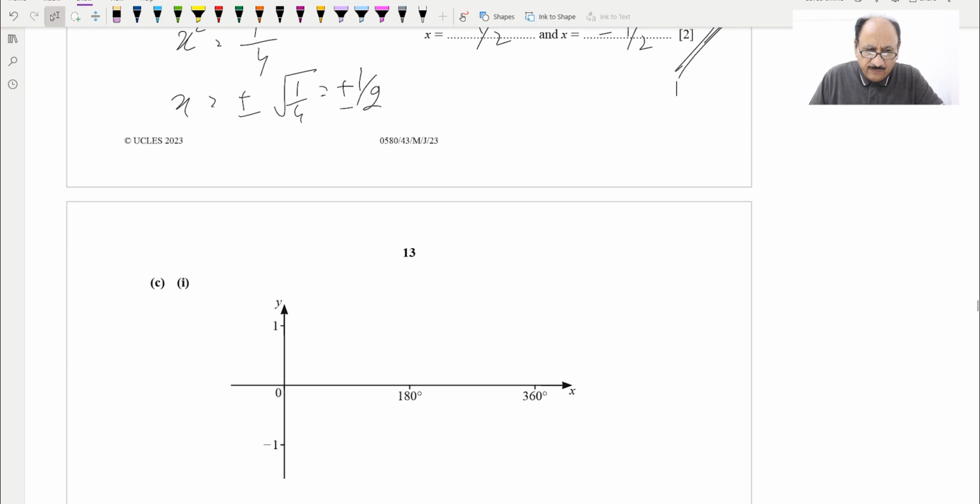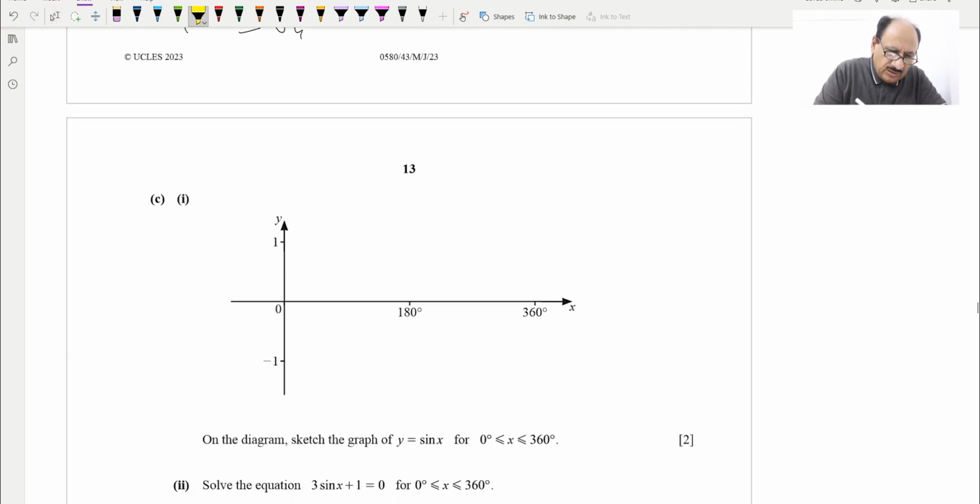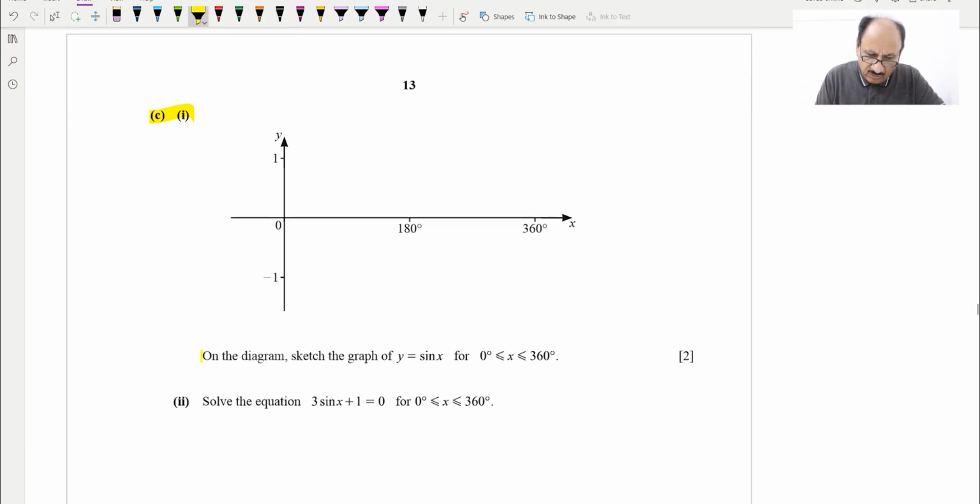Hopefully you understand this. Now C part I, again this is provided. The X's are provided, and they're saying on the diagram sketch the graph of y equals sine x from 0 to 360 degrees. So we can draw the sine graph. For 0 it is 0, and for 180 also it will be 0. For 90 in the middle, and 270, the values will be 1 and minus 1, and otherwise this will be the graph.